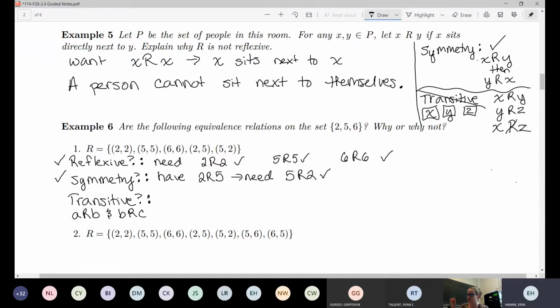For transitive, what you're specifically looking for, sorry, I went on a little bit of a tangent there.